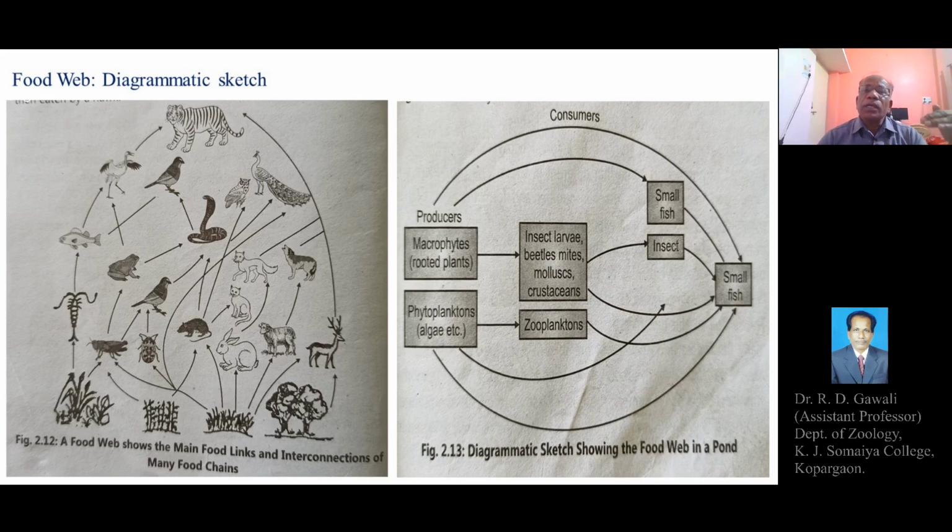So small fish, herbivore fish or carnivore fish are then consumed by the birds, which are the aquatic birds feeding onto the aquatic organisms, and these birds can be eaten by the tiger.